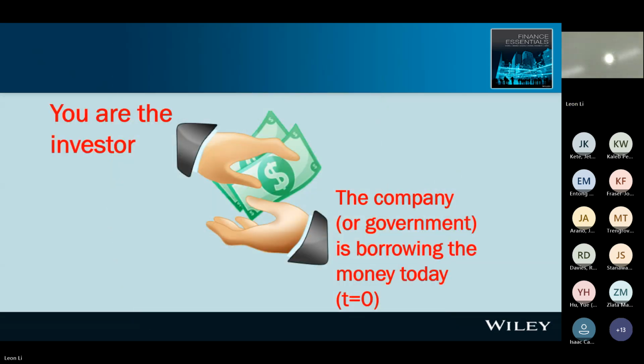Next. So you are the investor. You give money to the company or the government. So the government or company borrows the money from the investor today. Then they will return the money to the investor. On the contract, you can see the payments to the investor. This is the next slide.